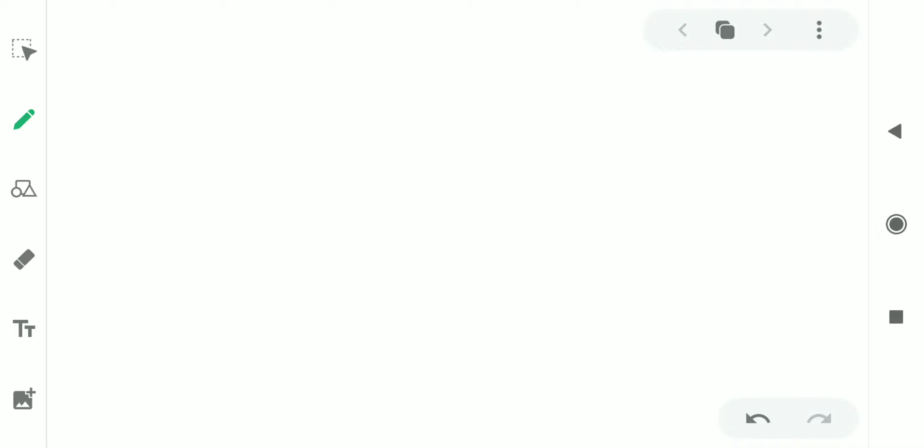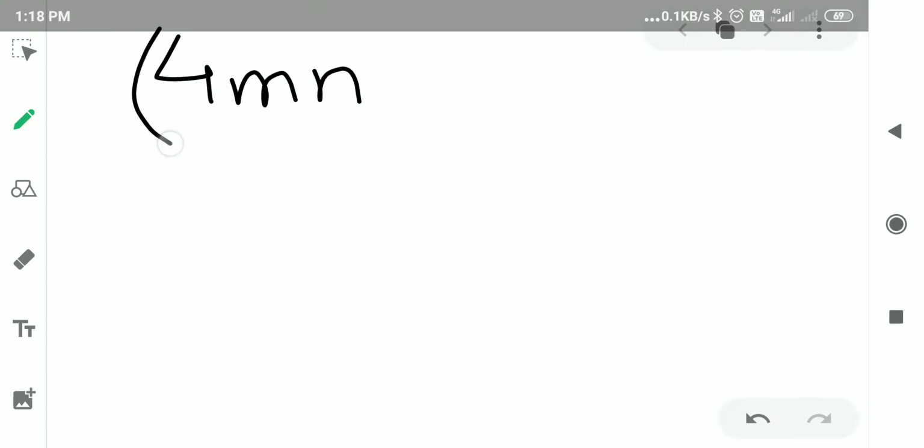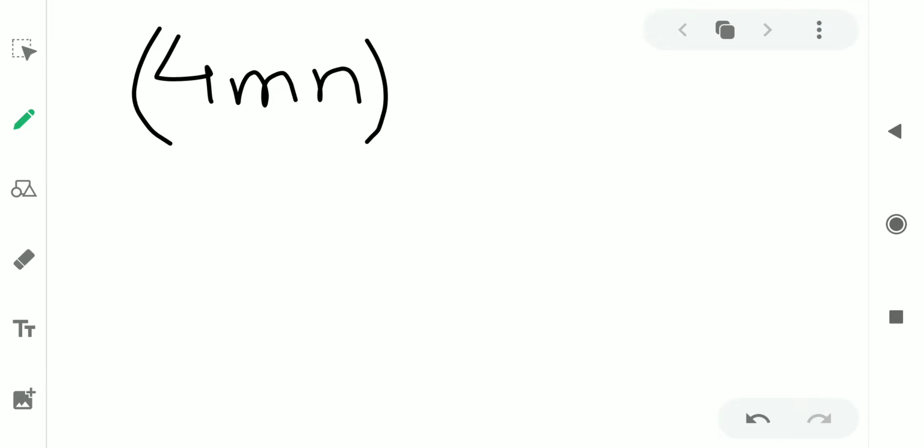Let me write the example here first. The example is (4mn) whole cube. What is the question here? We have to simplify it. The question is (4mn) whole cube. So let me now compare this question with the formula.